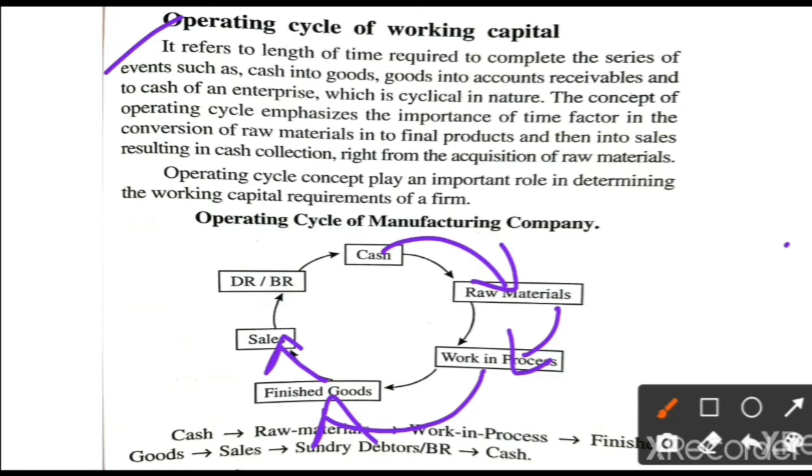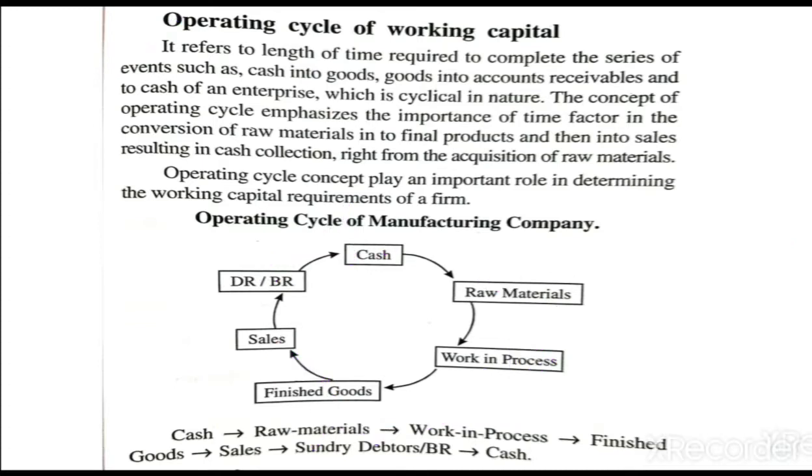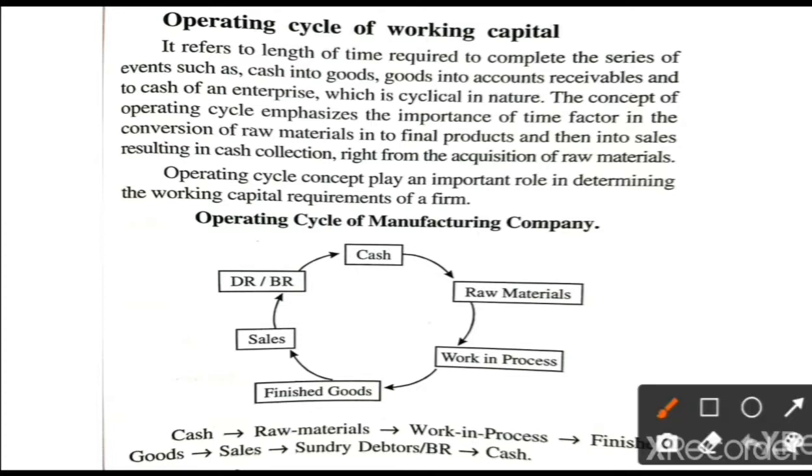Once we are ready to sell, the sales are either on debit, that is debtors receivable or bills receivable. Once done, the debtors and bills receivable are converted into cash. So this is the process of the operating cycle of working capital. Very important, working capital is nothing but current assets minus current liabilities. You should keep this concept in mind, then you will understand the concept of working capital. I think it is clear diagrammatically.